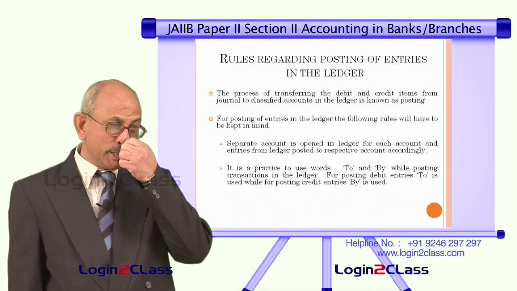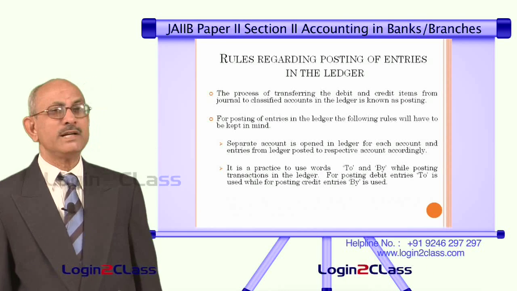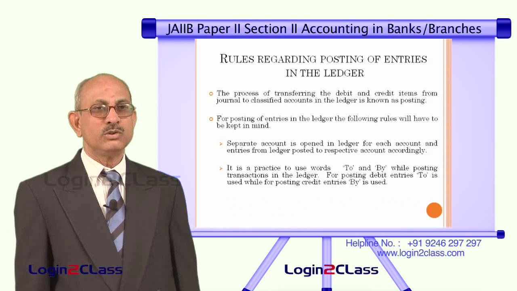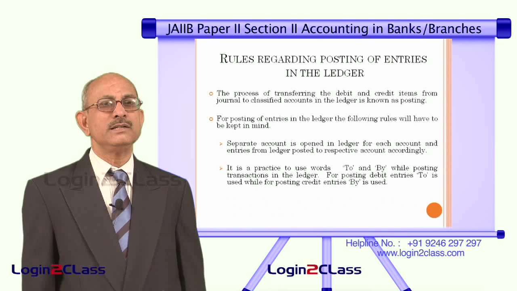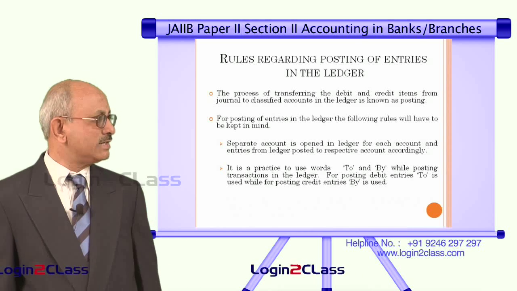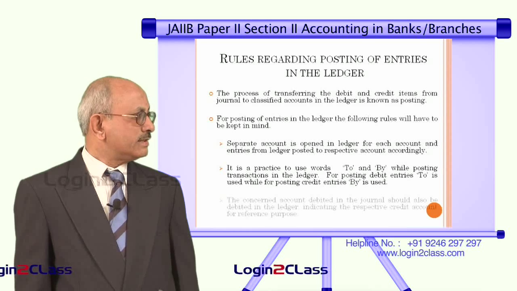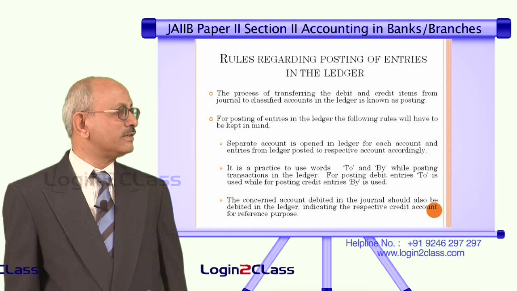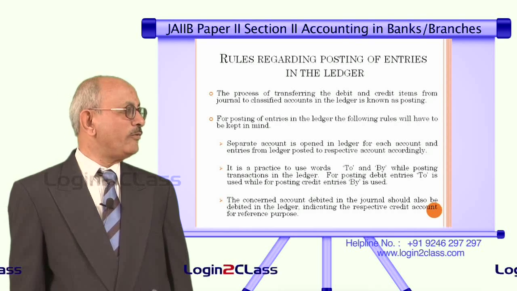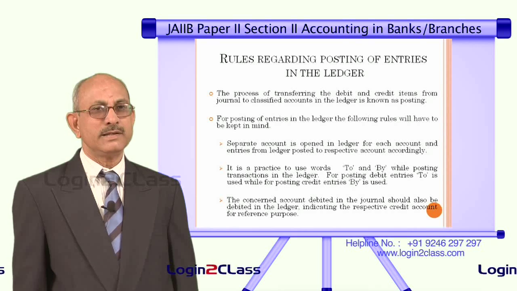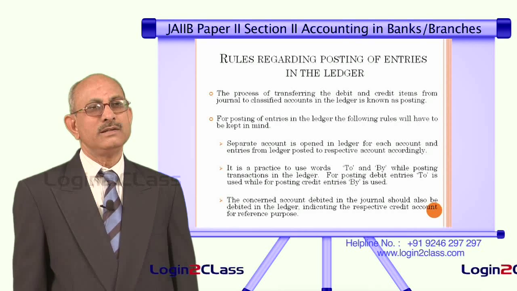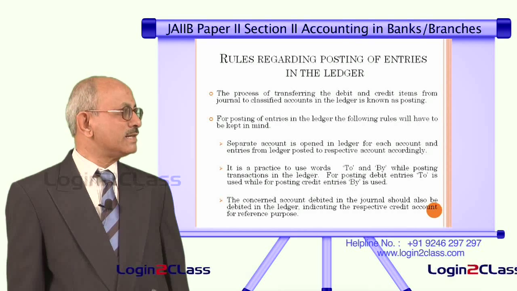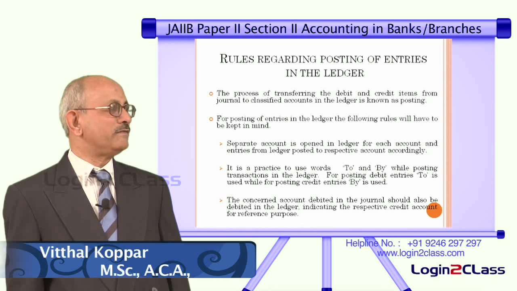So, there the debit pertains to purchase account. So, there you have to write by purchase account and put it on the credit side in the cash account. So, there we know that the debit is in the purchase account. So, this is a convention, to and by. The concerned account debited in the journal should also be debited in the ledger, indicating the respective credit account for reference purpose. So, there in the ledger folio we indicate what account has been credited and where that folio is, so that there is easy cross checking of different legs of a particular transaction. So, any mistakes committed can be rectified easily.